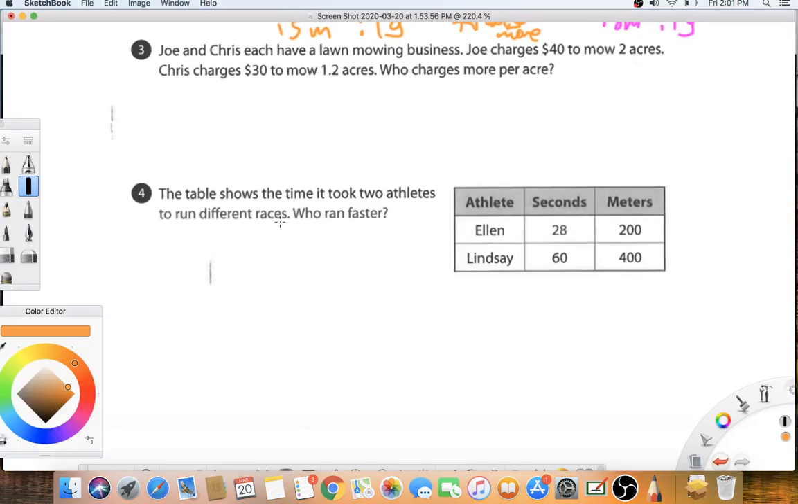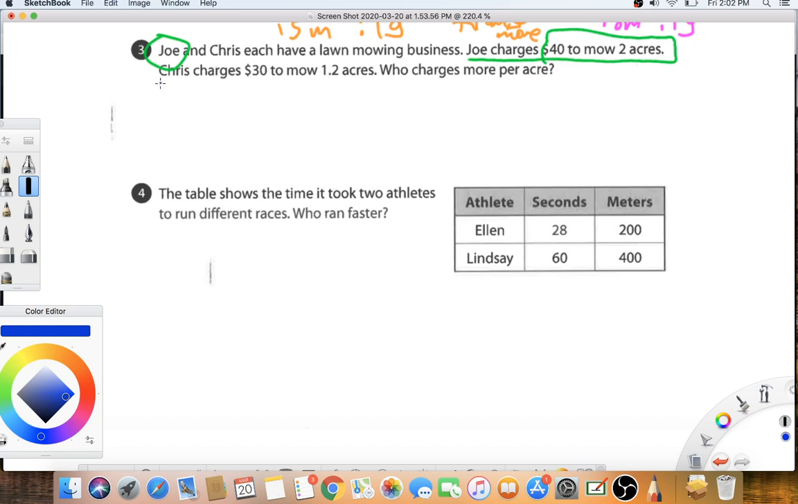Anyway, number 3. It says, let's go different color. So it says Joe and Chris each have a lawn mowing business. Joe charges $40 to mow 2 acres. So that's our ratio right there, $40 to 2 acres.